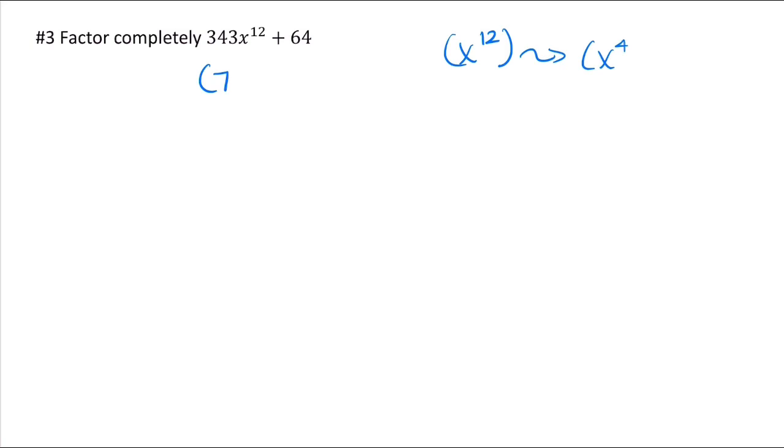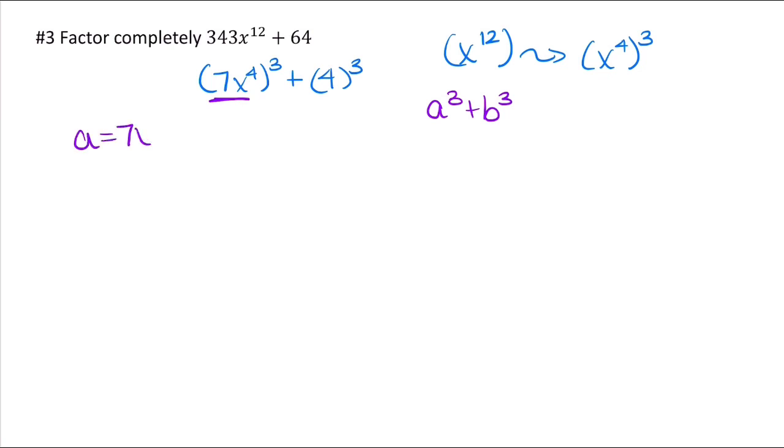So this is like x to the 4th to the 3rd power, right? Because if I multiply those exponents together, I get x to the 12th. So this is like 7x to the 4th cubed plus, and then 64 is 4 cubed. Okay, so notice that this is the sum of cubes. This is basically like saying a cubed plus b cubed. So in this case, a is equal to 7x to the 4th, and b is equal to 4.